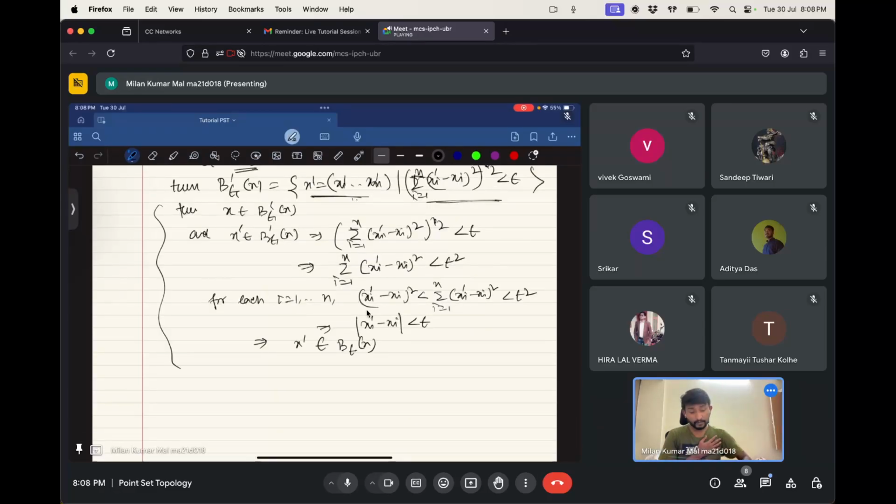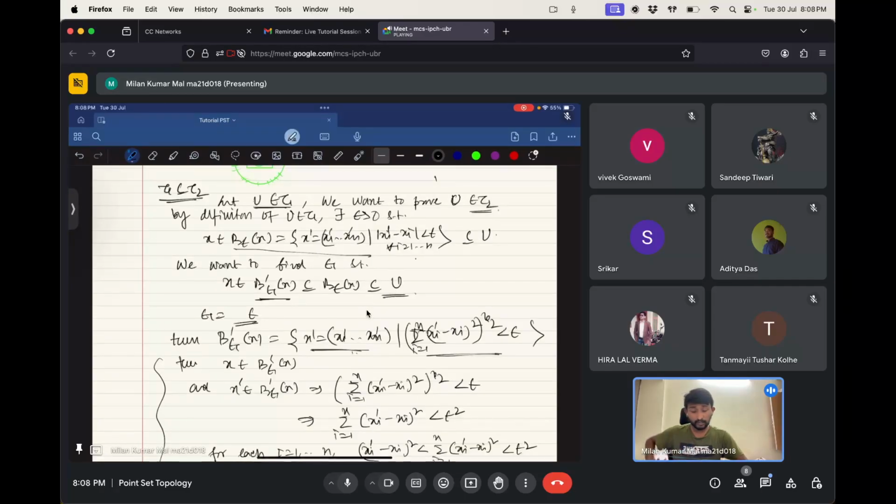I have taken B epsilon x, whatever B epsilon x is there. First of all, what I have taken: let U be an element in tau 1. Then what is the definition of an element being in tau 1? By definition, for x belongs to U, there exists a positive epsilon such that x belongs to B epsilon x, which is given by this one.